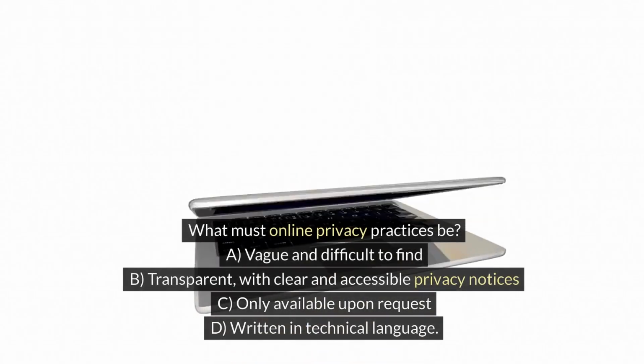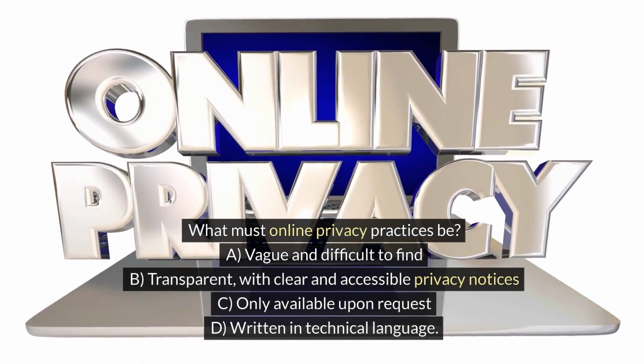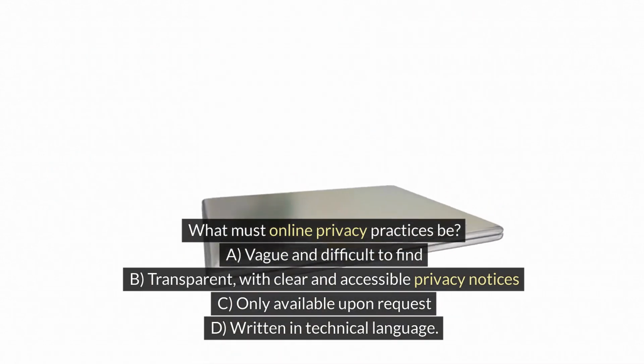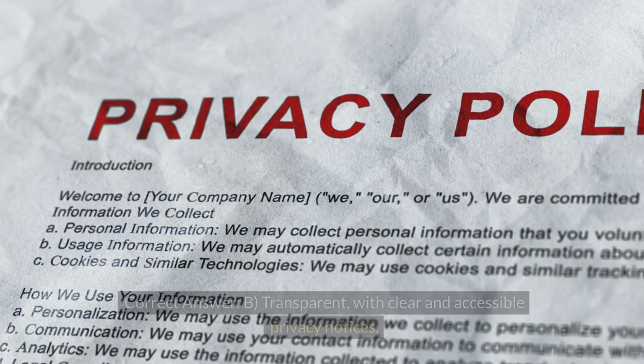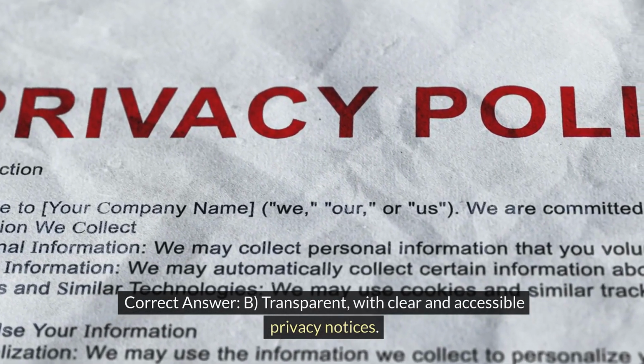What must online privacy practices be? A. Vague and difficult to find. B. Transparent, with clear and accessible privacy notices. C. Only available upon request. D. Written in technical language. Correct answer. B. Transparent, with clear and accessible privacy notices.